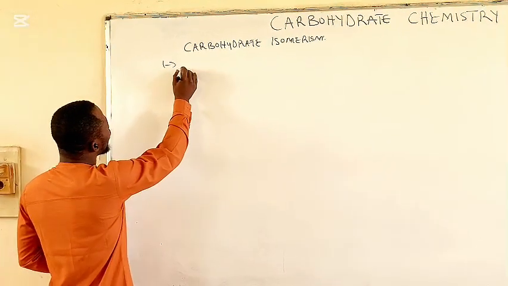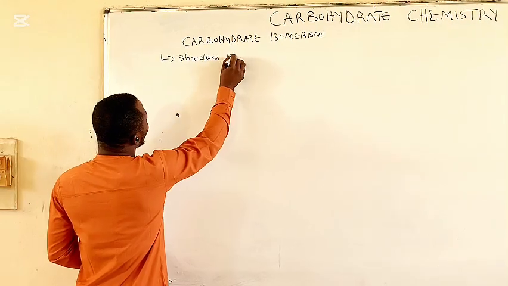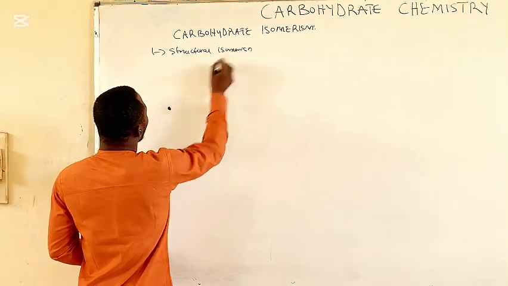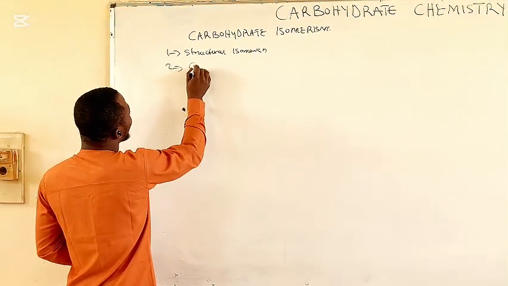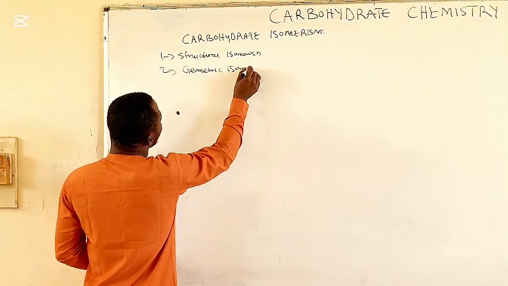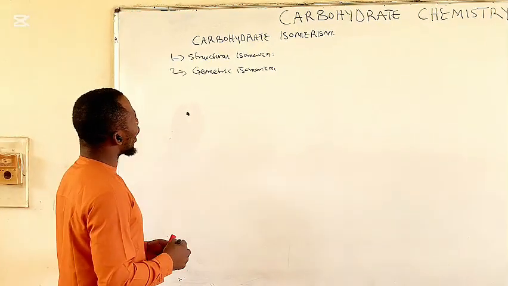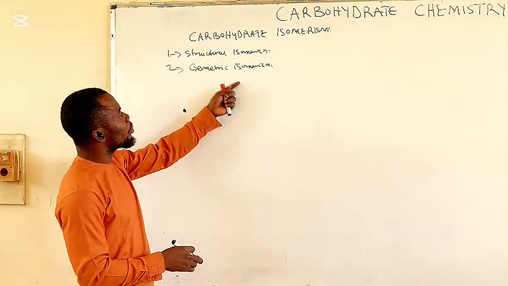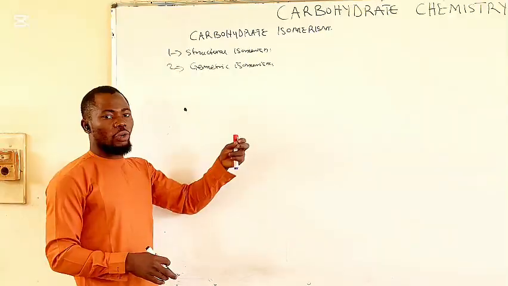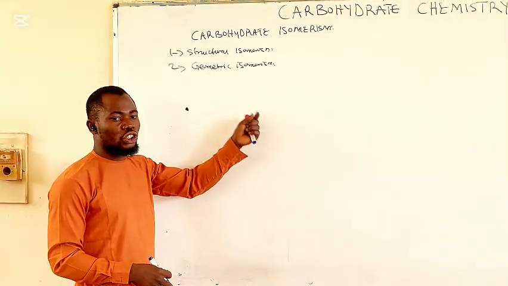One, there is structural isomerism, and two, there is geometric isomerism. Now, structural isomerism is the form of isomerism in which two molecules, which are the isomers, have the same molecular formula but differ in their structures.